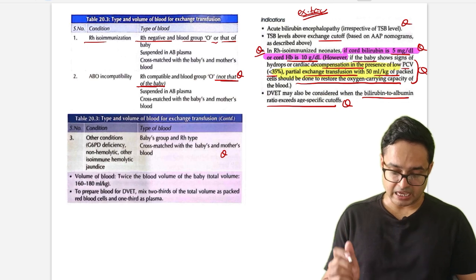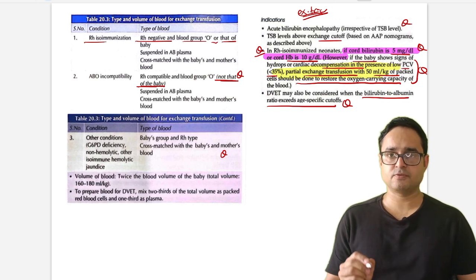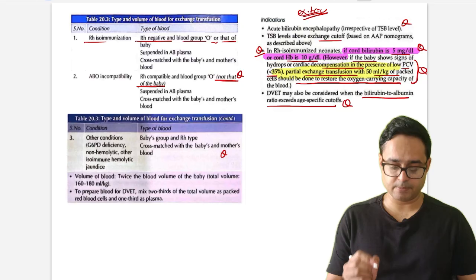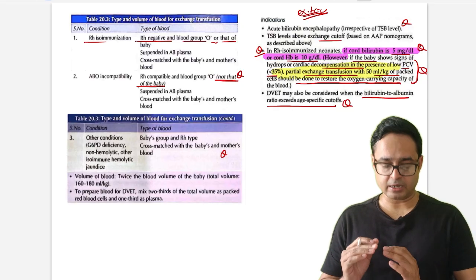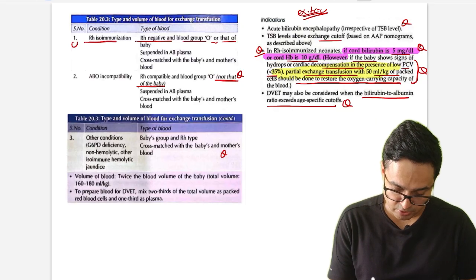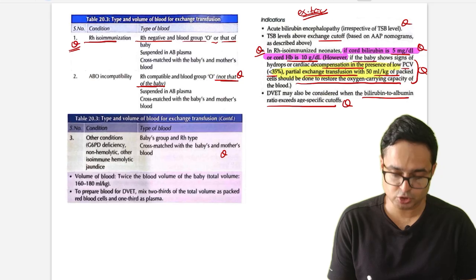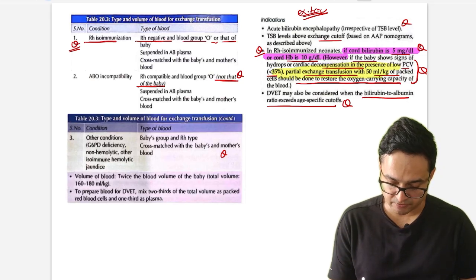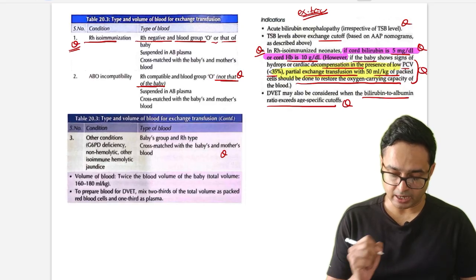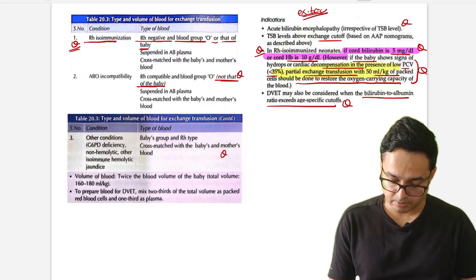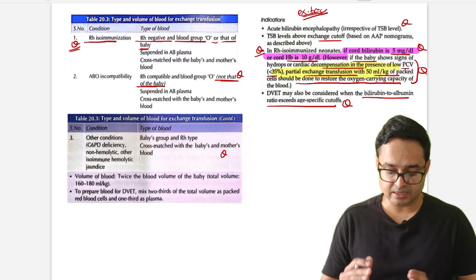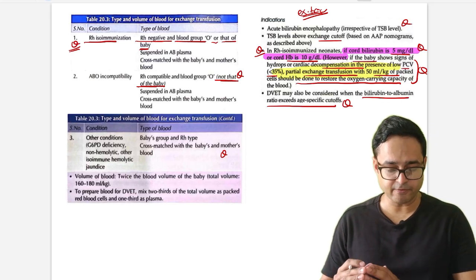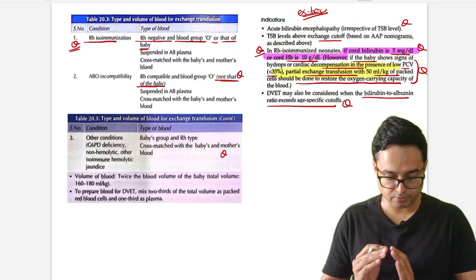Okay, so the type or volume of blood for exchange transfusion is very important for exam purposes. Just pay your attention here. In Rh immunization, what type of blood should we use for exchange transfusion? It should be Rh negative and blood group O. So this is O negative, or that of the baby. Either it should be O negative or the baby's blood group for Rh immunization.